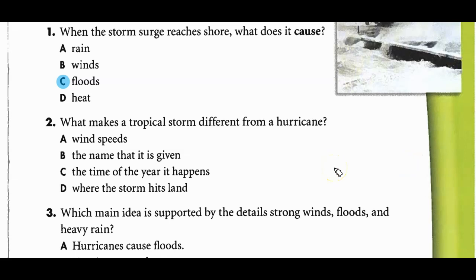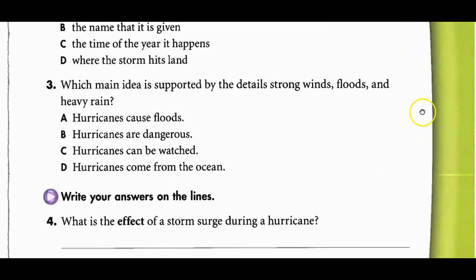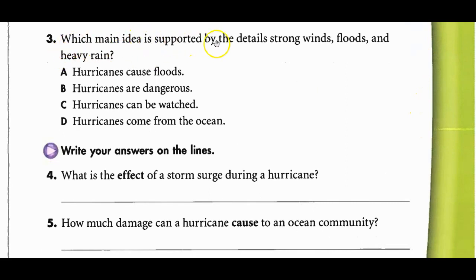If you go back to the text, it says back up on page 6. It says it's a tropical storm when it's under a certain speed, but it's a hurricane when it's how fast? 74, 75 miles per hour. Good job, David. So the wind speeds, that's how you could tell the difference. Okay, look at number 3. Which main idea is supported by the details strong winds, floods, and heavy rain? Grayson? Hurricanes are dangerous. Yes, they are. They're bad news. Hurricanes are dangerous.